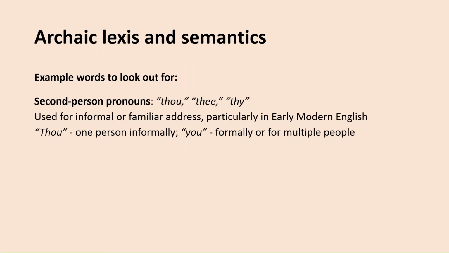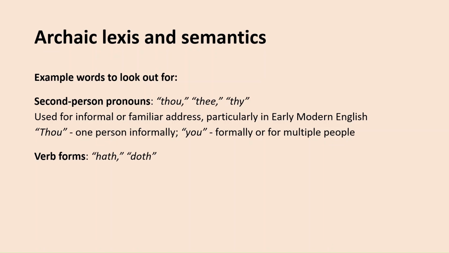First, we'll start with second-person pronouns: thou, thee, and thy. These forms were used for informal or familiar address, especially in early modern English, and reflect social relationships and formality. Thou was used for one person informally and you was used formally or for multiple people.